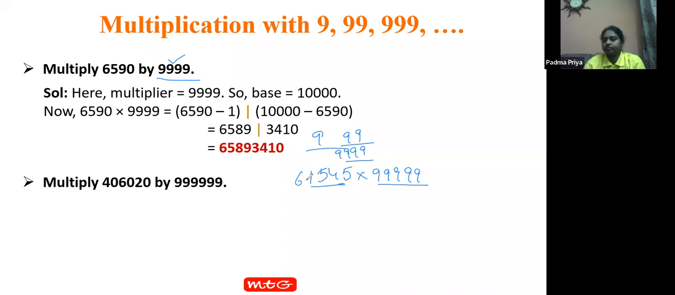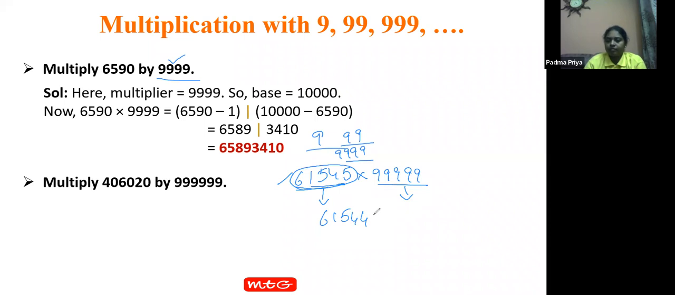So, ma'am, the base of 99,999 is 1 lakh, right? Yes, perfect. So, ma'am, now the number is 61,545. So we should minus 1, right? Yes. Then it will become 61,544. Okay. And the right part? Then, ma'am, it is 1 lakh minus 61,544. Tell me. Can you apply? All from 9, last from 10.